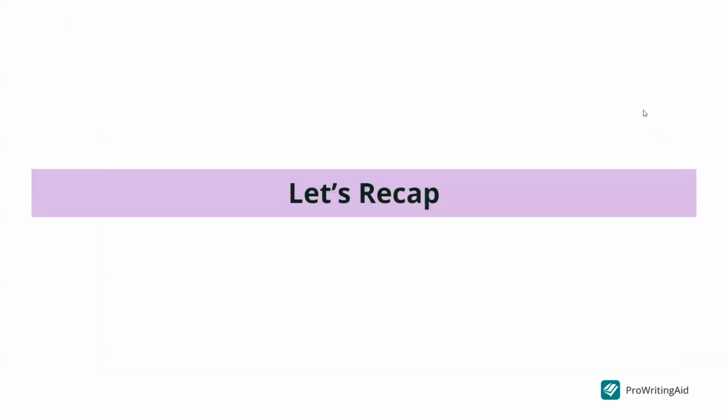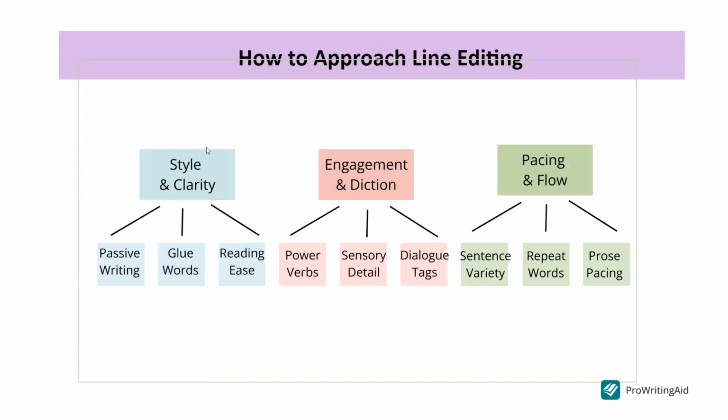So let's do a quick recap of the 3x3 method, the 3 categories with 3 things in each that you want to edit. First, there's style and clarity. That includes passive writing, glue words, and reading ease. Then there's engagement and diction, which includes power verbs, sensory detail, and dialogue tags. And then there's pacing and flow, which includes sentence variety, repeat words, and prose pacing. If you can use these like a checklist and use the combo report in ProWritingAid to help you, you will polish your manuscript to a point that it really is ready to go either to your final editor or to the proofreading stage.